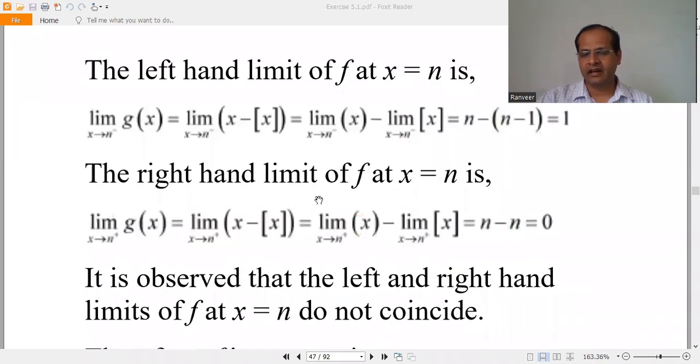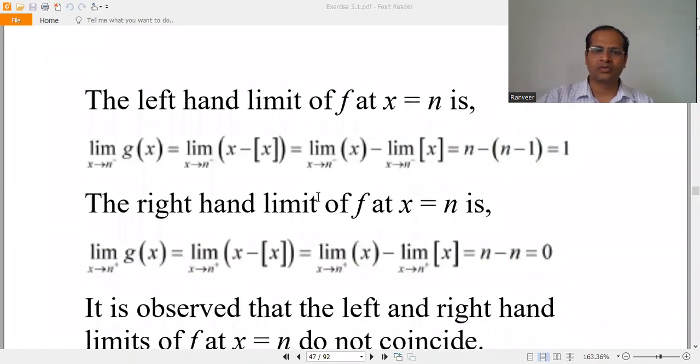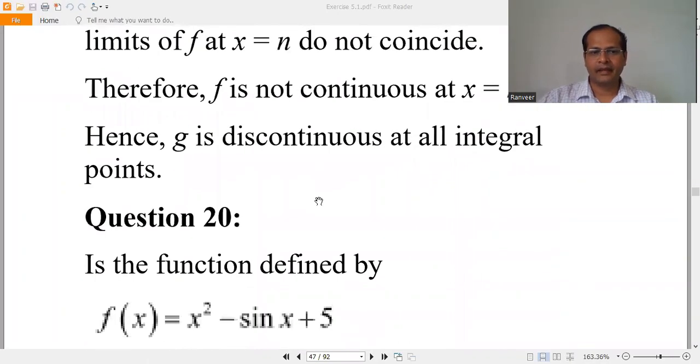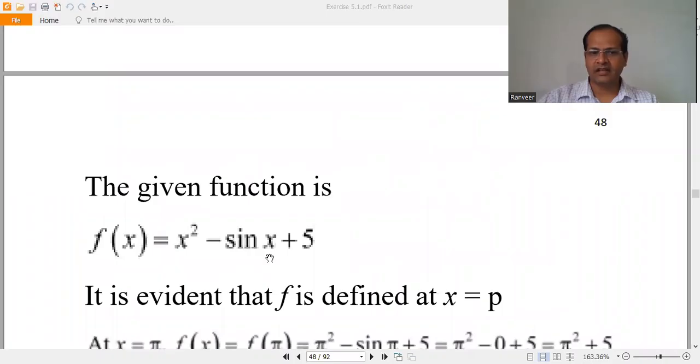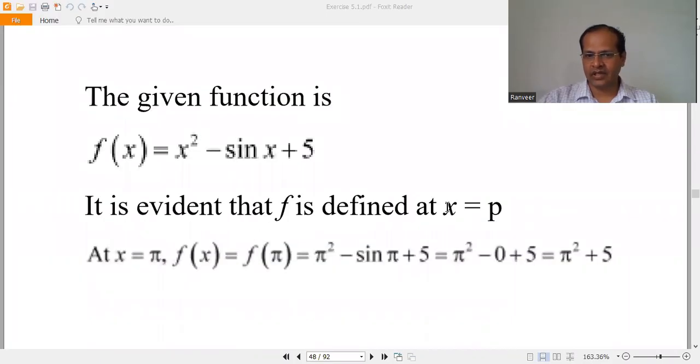So the left-hand and right-hand values are not equal, so definitely this is not continuous. Is the function defined by this continuous at x equal to pi? We have to check. It is even, so we have to check x equal to pi.